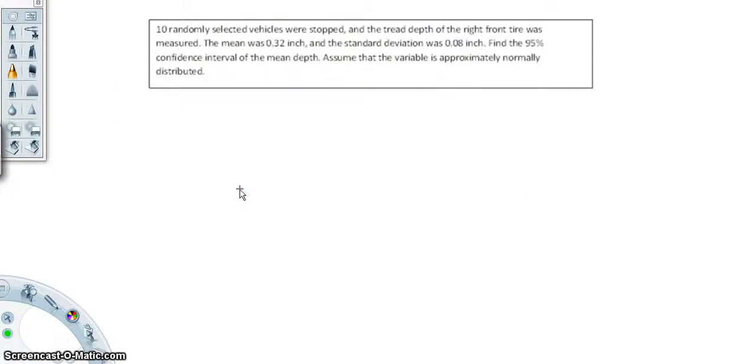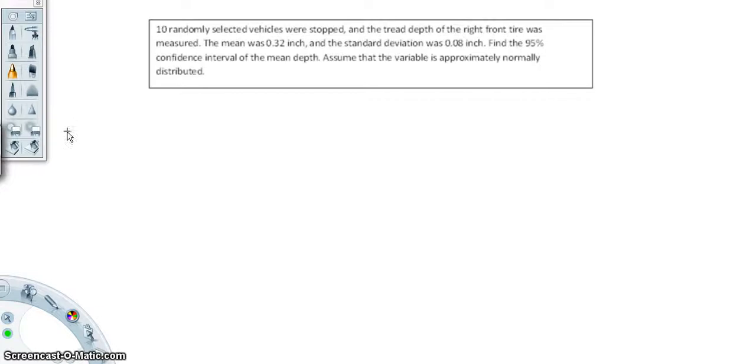So here's a problem we can use with t-distributions. If we have 10 randomly selected vehicles that were stopped and the tread depth of the right front tire was measured. The mean was 0.32 inch, and the standard deviation was 0.08 inch. Find the 95% confidence interval of the mean depth. Assume that the variable is approximately normally distributed.